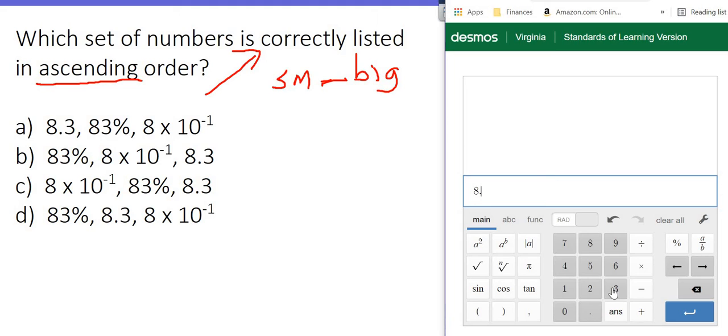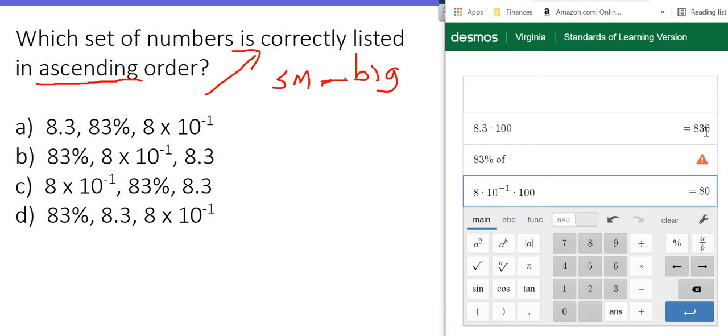So the first one is 8.3. We have to convert it to a percent by multiplying by 100, so that makes 830%. The second one is already a percent, so let's just call it 83%. And then the third number is 8 times 10 to the -1 power. And we want to make it a percent, so we have to convert it by multiplying by 100.